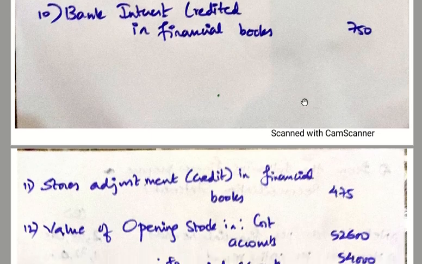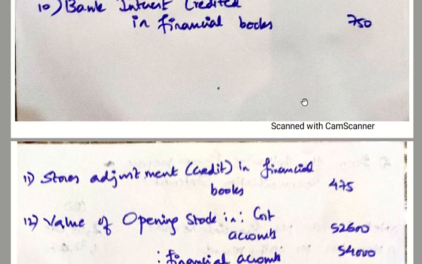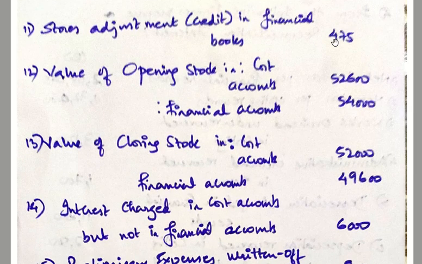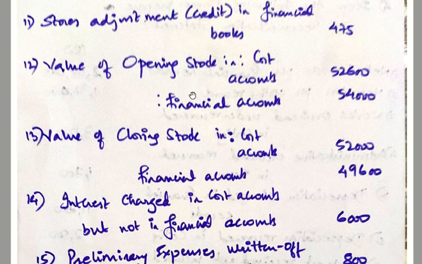Bank interest credited in financial books. Bank interest is an income. So basically, as per the format, we will add it, but here we are doing inverse, so we will minus it. Stores adjustment credited in financial books. So as per the format, we are supposed to add it, but here we are doing inverse, so we will minus it.